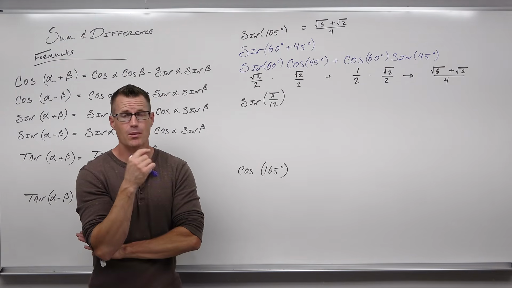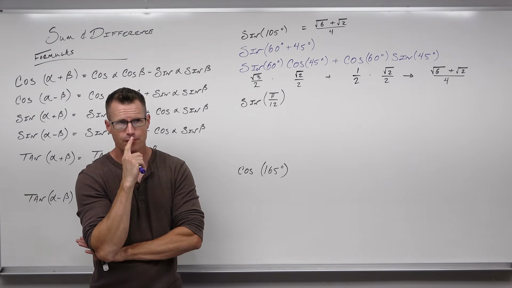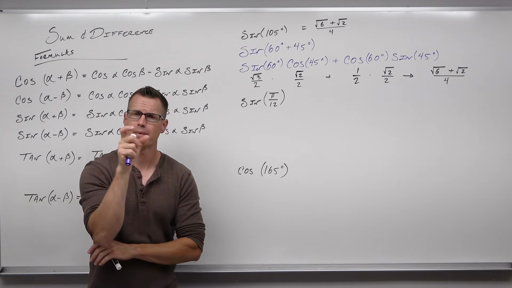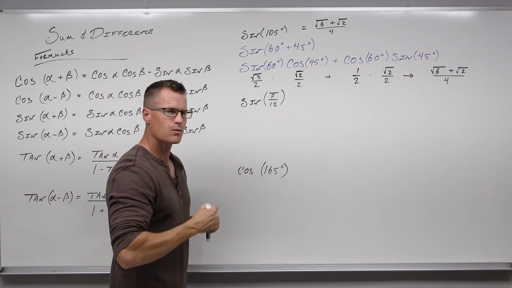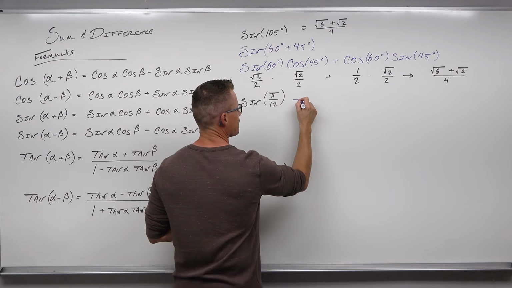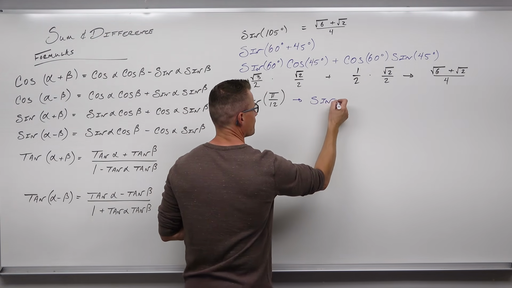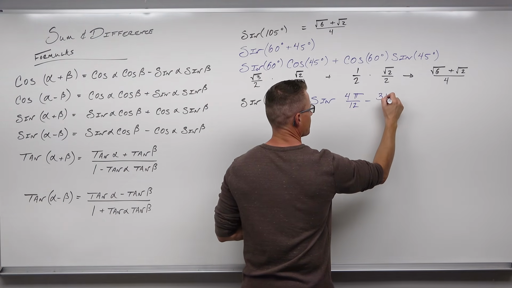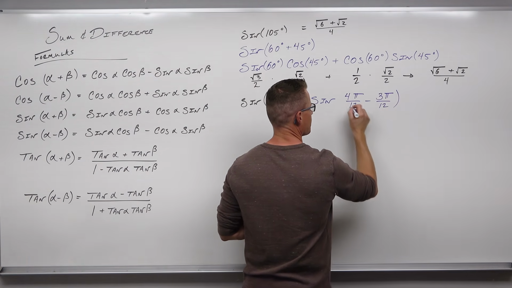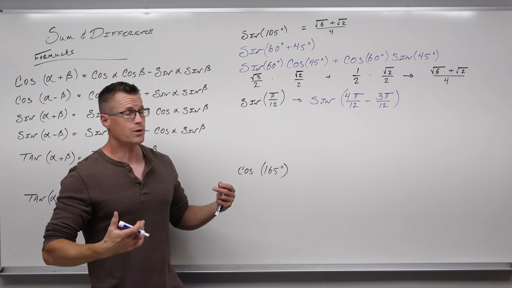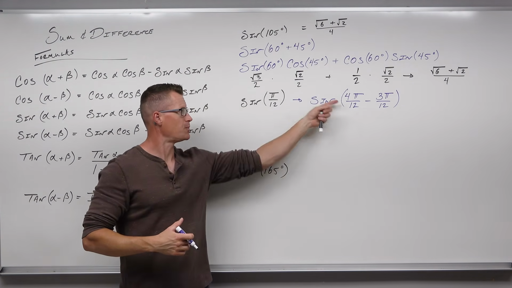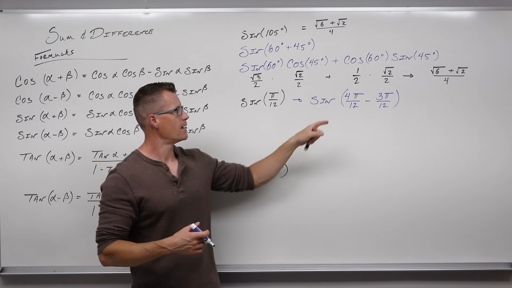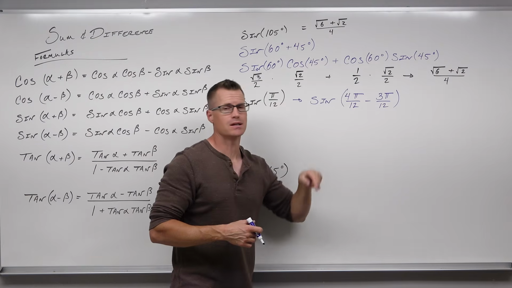Let's think. I want to keep my denominator the same to make it easy. 4 pi over 12, that would simplify. 3 pi over 12 would simplify. Okay, 4 pi over 12 minus 3 pi over 12 would give us pi over 12. We're going to do that. So notice that is still pi over 12. 4 pi over 12 minus 3 pi over 12 is still pi over 12. But when we simplify that, that's going to give us pi over 3. That's going to give us pi over 4.